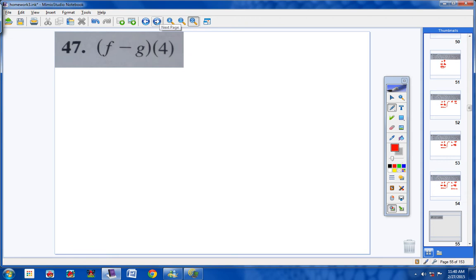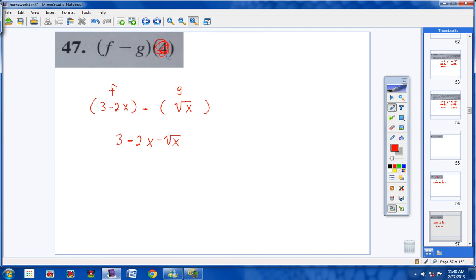First of all, if you'll look in your directions, you will see that F is 3 minus 2x, okay? And G is square root of x. So we're going to subtract these two, because it says minus right here, okay? So if we subtract these, we end up with this right here, 3 minus 2x minus square root of x. Now, if there was no 4 here, if it said F minus G of x, then you're finished. This is your answer. But it says F minus G of 4, so now we've got to substitute 4 in for x, okay?